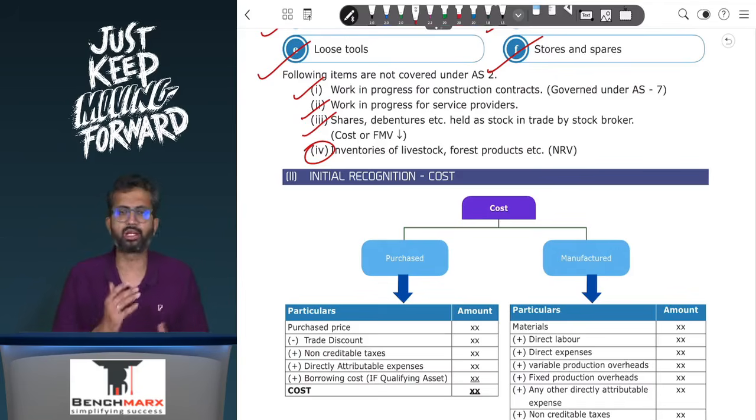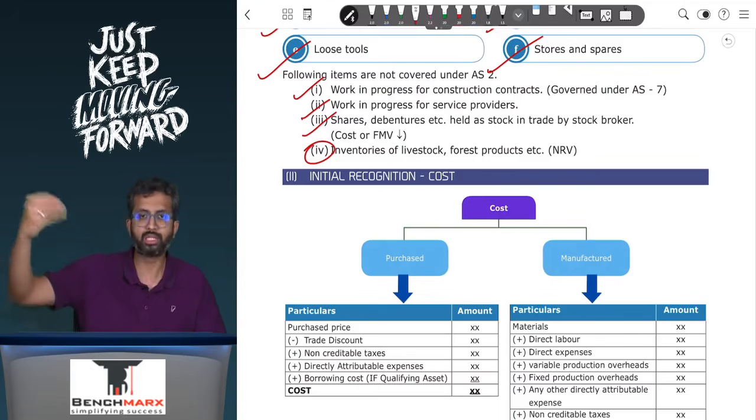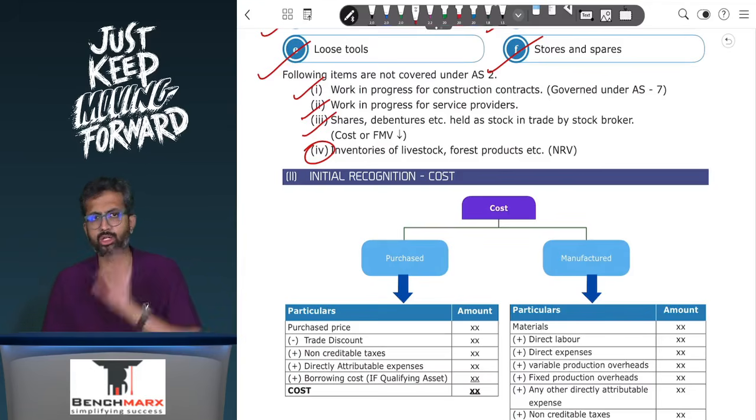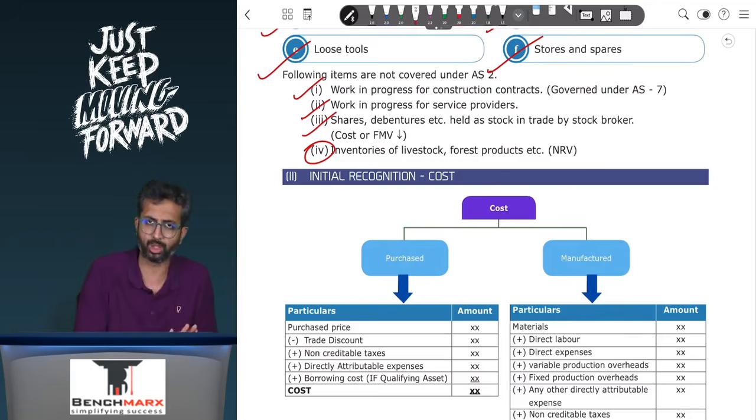Then there are directly attributable expenses. These are expenses which are incurred to get the inventory in the location and condition as desired by the management. So if I am importing inventory, then the freight, loading, unloading charges, all of that is directly attributable to get the inventory in the location and condition as desired, and hence they will be a part of the cost.